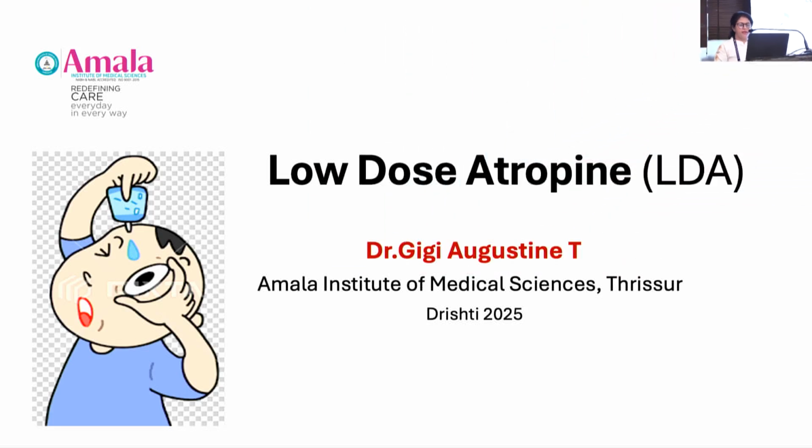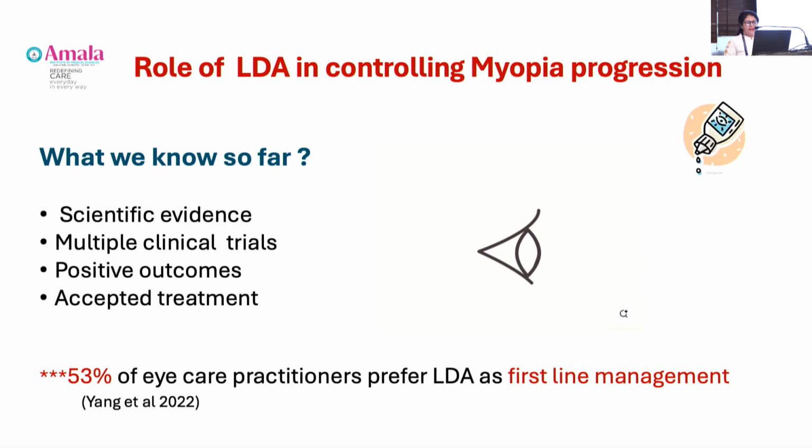Good afternoon, everyone. First of all, let me thank KSOS and Dr. Tanushree for giving me an opportunity to present this topic on low-dose atropine in controlling the myopia progression. So, what we know so far, we have enough scientific evidence, multiple clinical trials showed positive outcomes. Now it is an accepted treatment for myopia progression. And 53% of the eye care practitioners prefer LDA as the first line management.